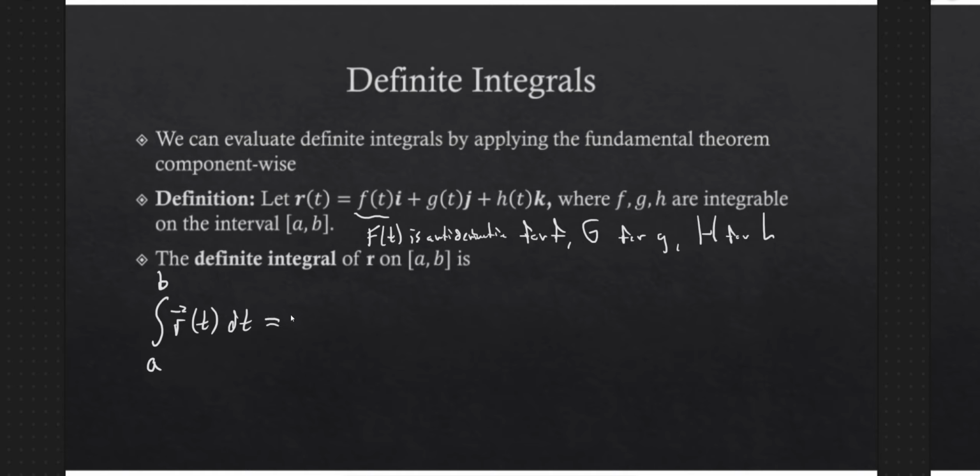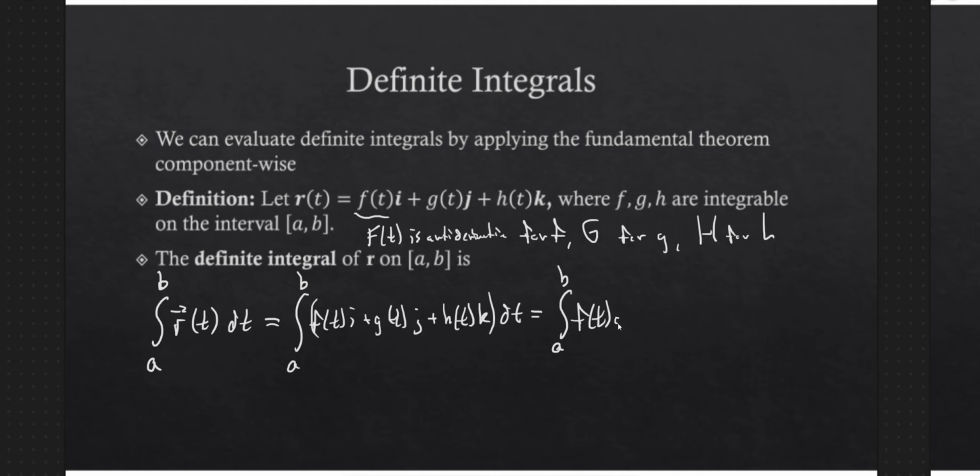Take a definite integral of this. I can also use my i, j, k. So this is the definite integral of f of t i plus g of t j plus h of t k dt. I can distribute this definite integral through. So this is the definite integral of f of t dt, and that'll be in the i direction, plus the definite integral from a to b of g of t dt, and that'll be in the j direction, plus the integral a to b of h of t dt in the k direction.